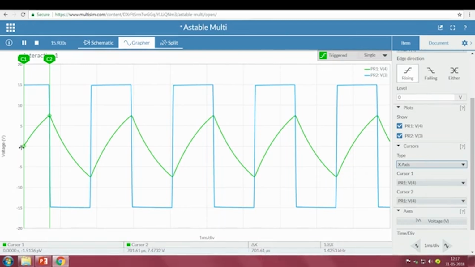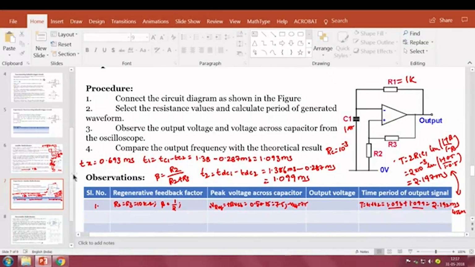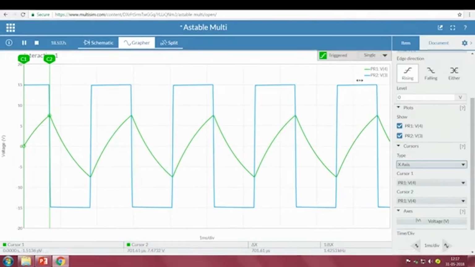Delta x we got is 701.61 microseconds, the time duration for the capacitor to charge from 0 to 7.5. We can see here 7.47 volts is 701 microseconds. Compare with our result. What is our Tx value? Tx, if you remember, is 0.693 millisecond, that is 693 microseconds. 693 microseconds, 701 microseconds, almost close. The difference might be because it is not exactly at 7.5.